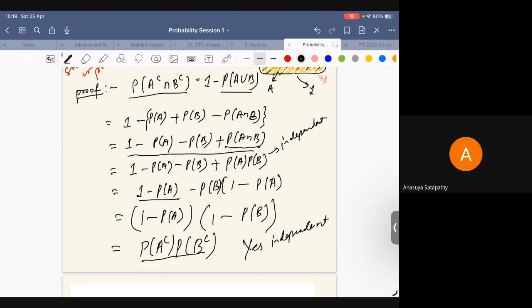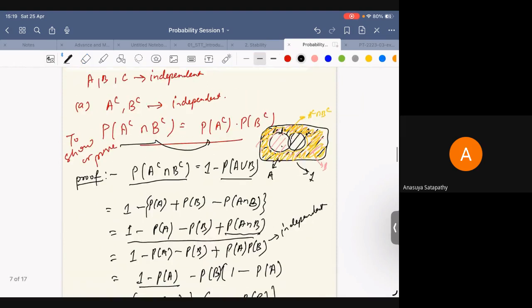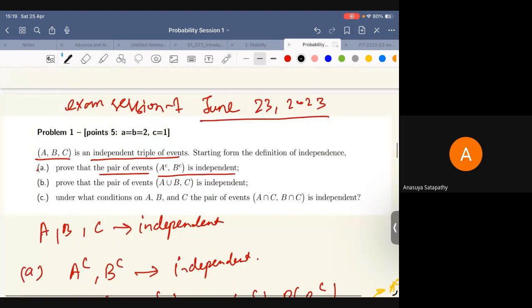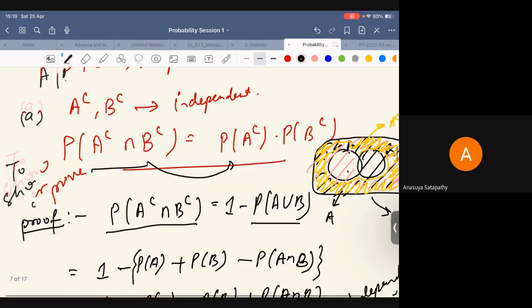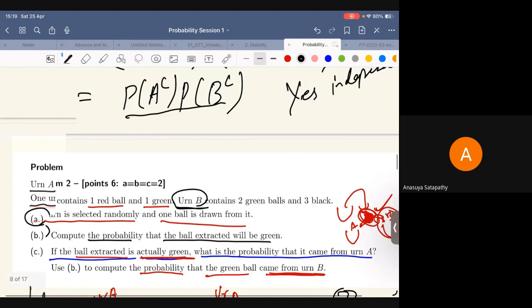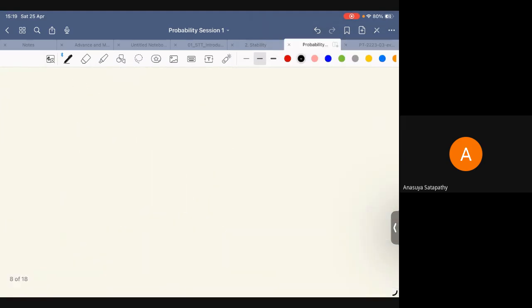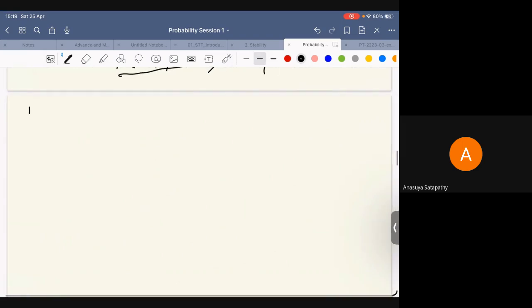Okay, let's go to proof number B. Proof that the pair of events is independent. So we have to prove this one. Let me add a page. That is what the proof is asking about. We have to prove A union B, comma C are independent.